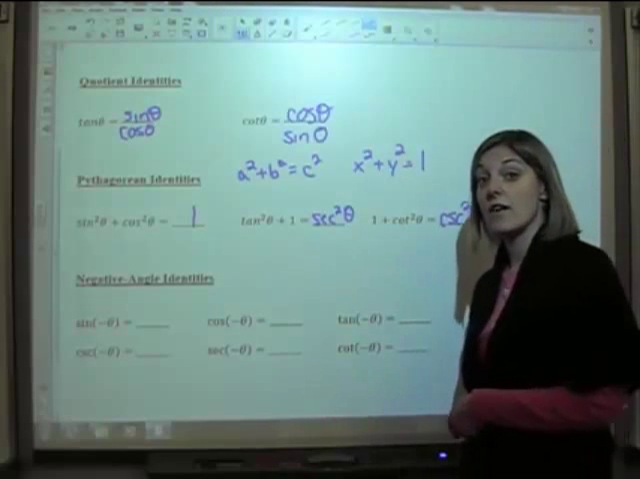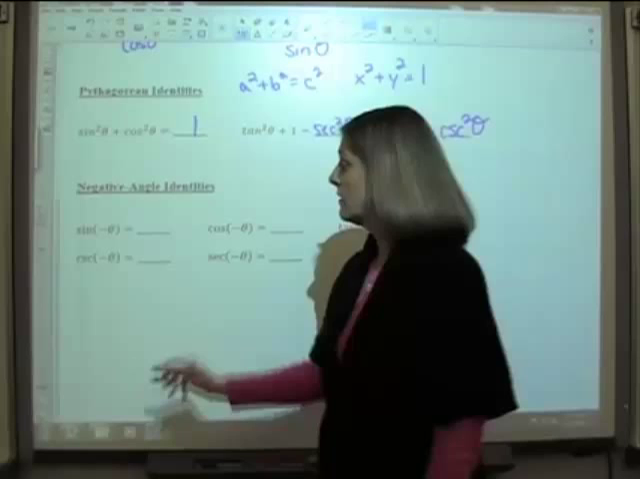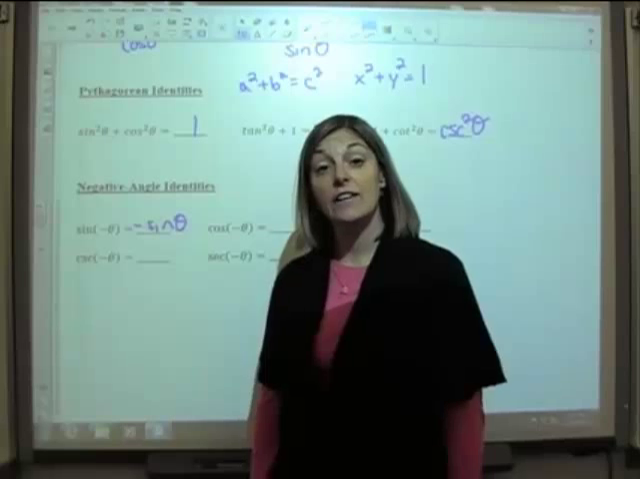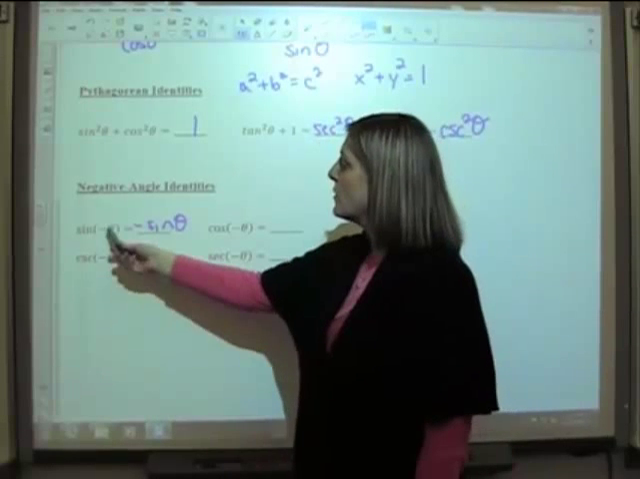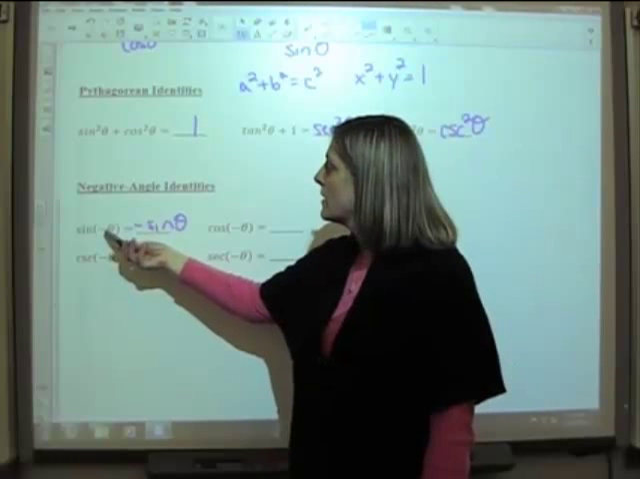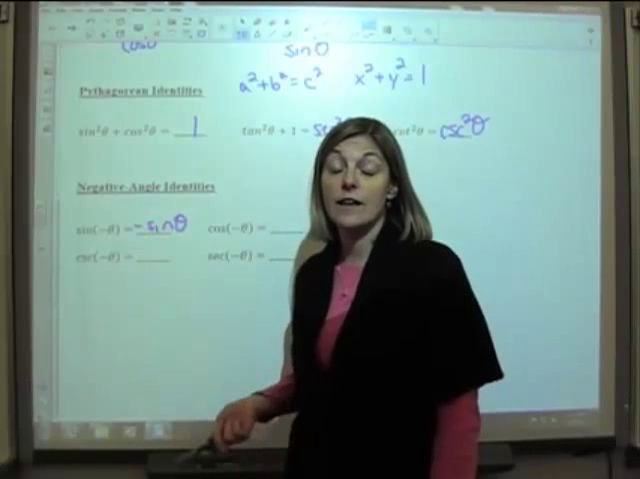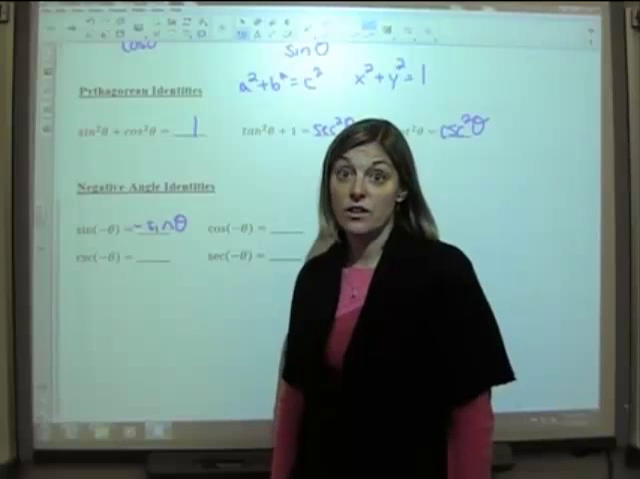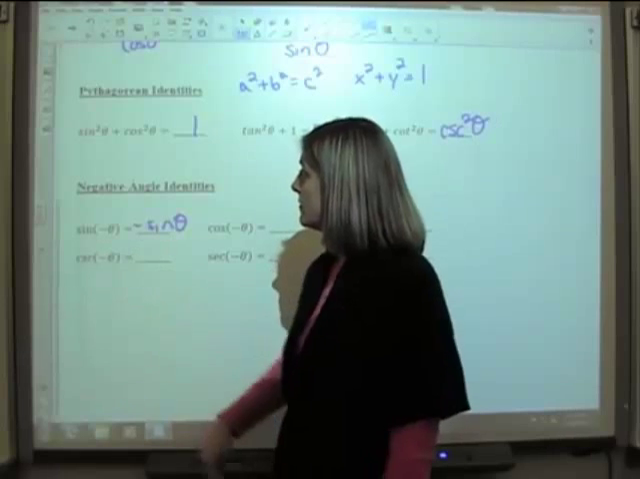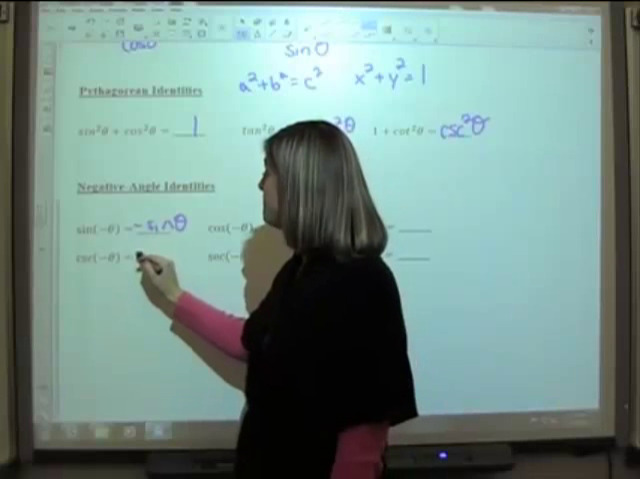Now let's take a look at our negative angle identities. Sine of negative theta is equal to negative sine theta. And if you look at the sine curve, if you have a negative 45 degree angle, that's going to be the sine of 45 with a negative in front. It's going to be the opposite of the sine of 45 because that is an odd function. And because cosecant is the reciprocal of sine, that's also going to be an odd function.